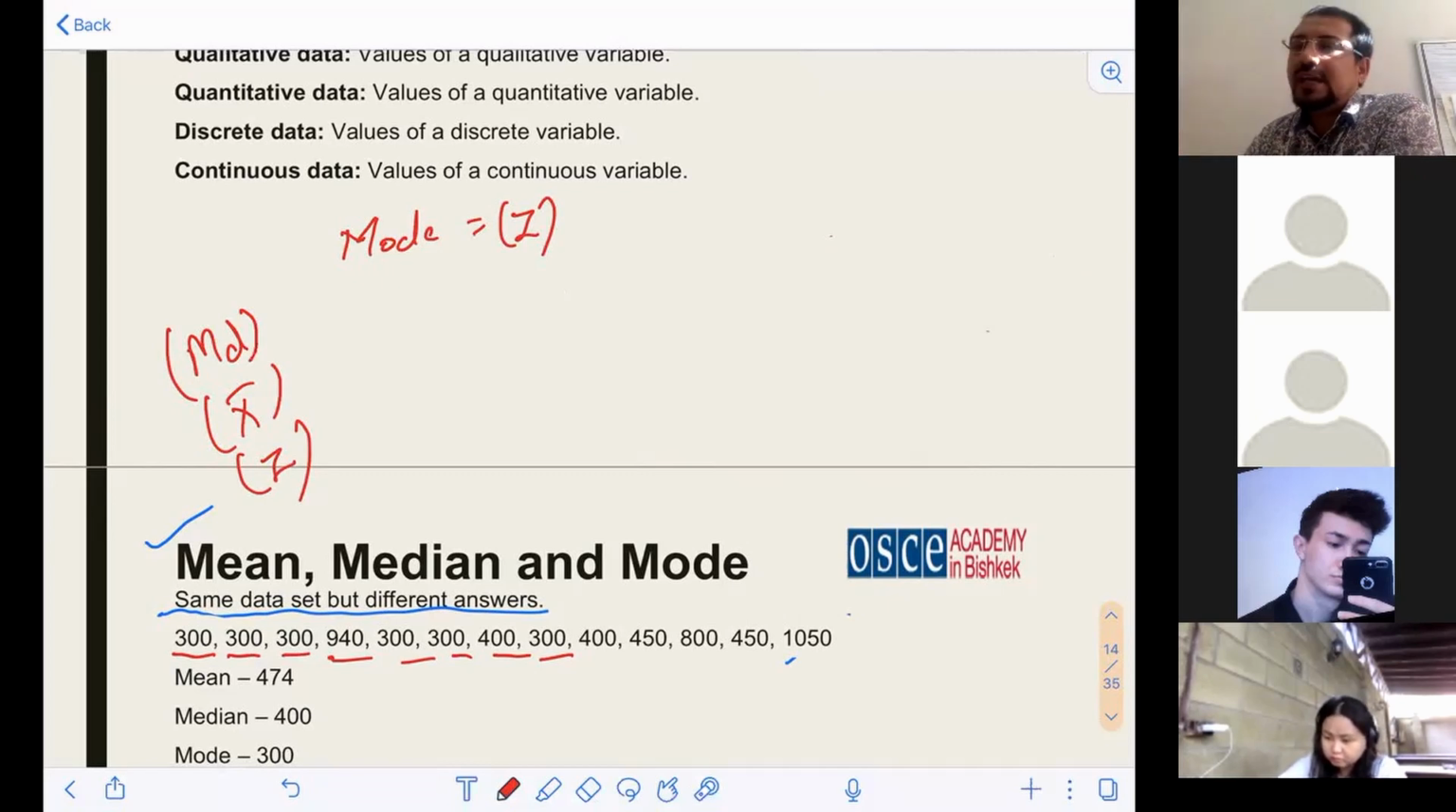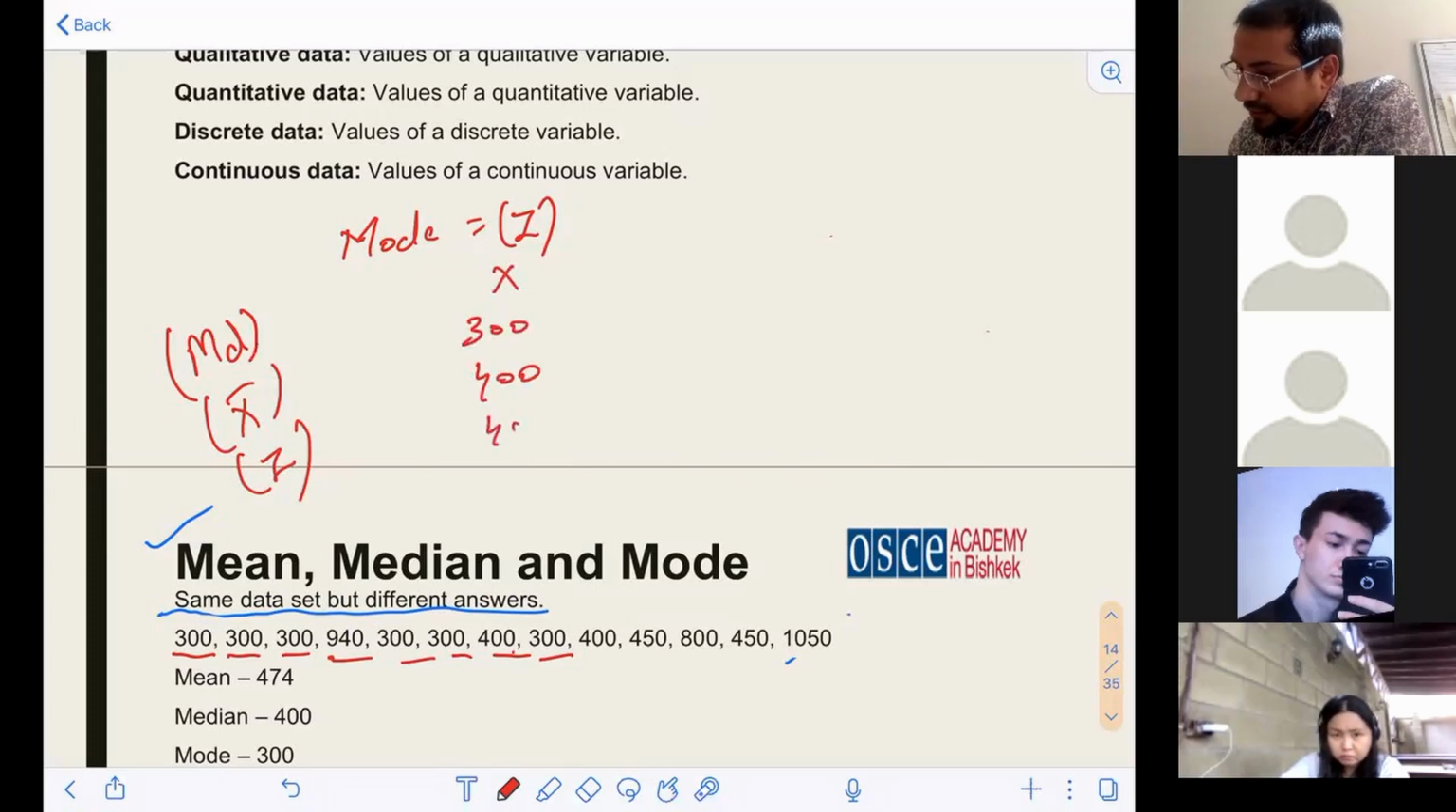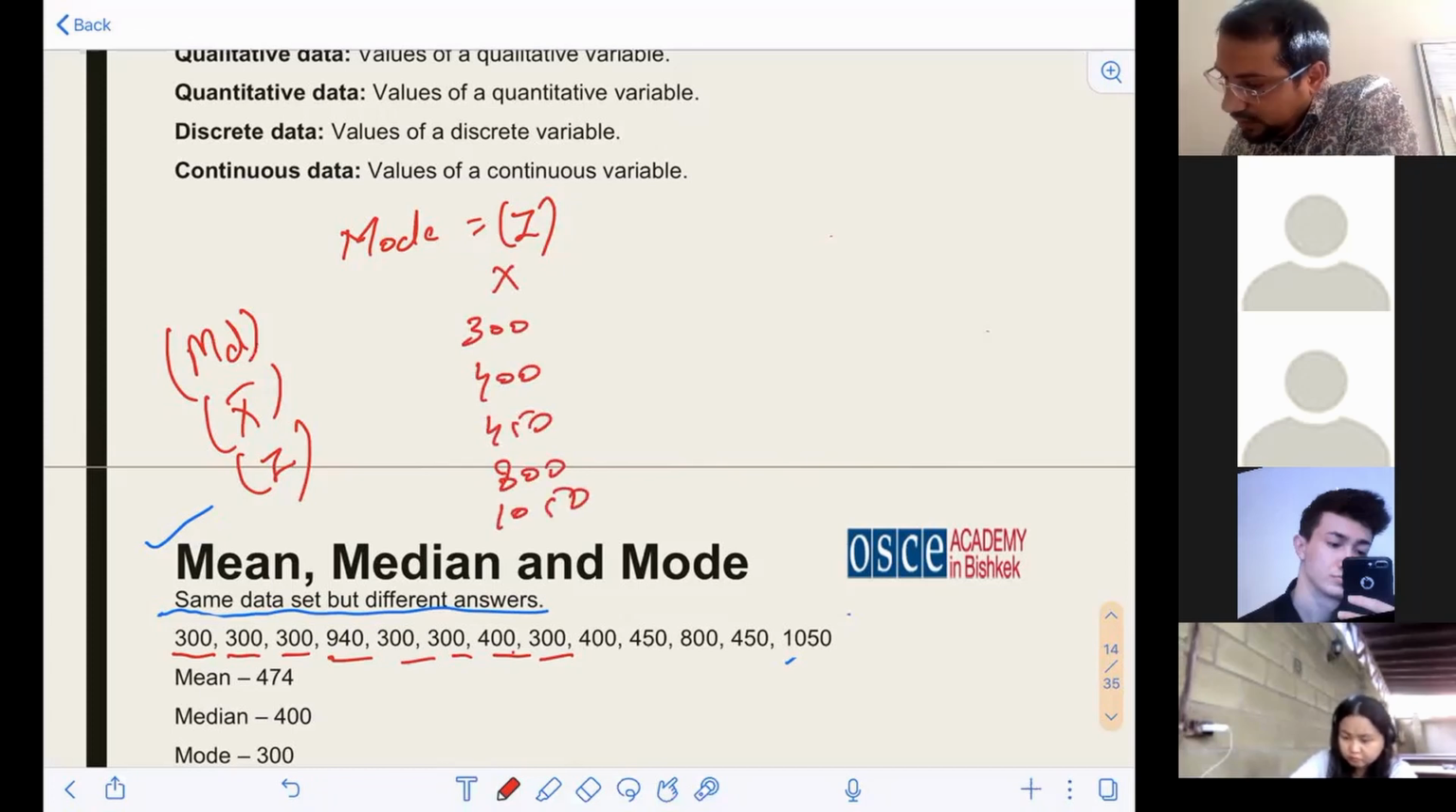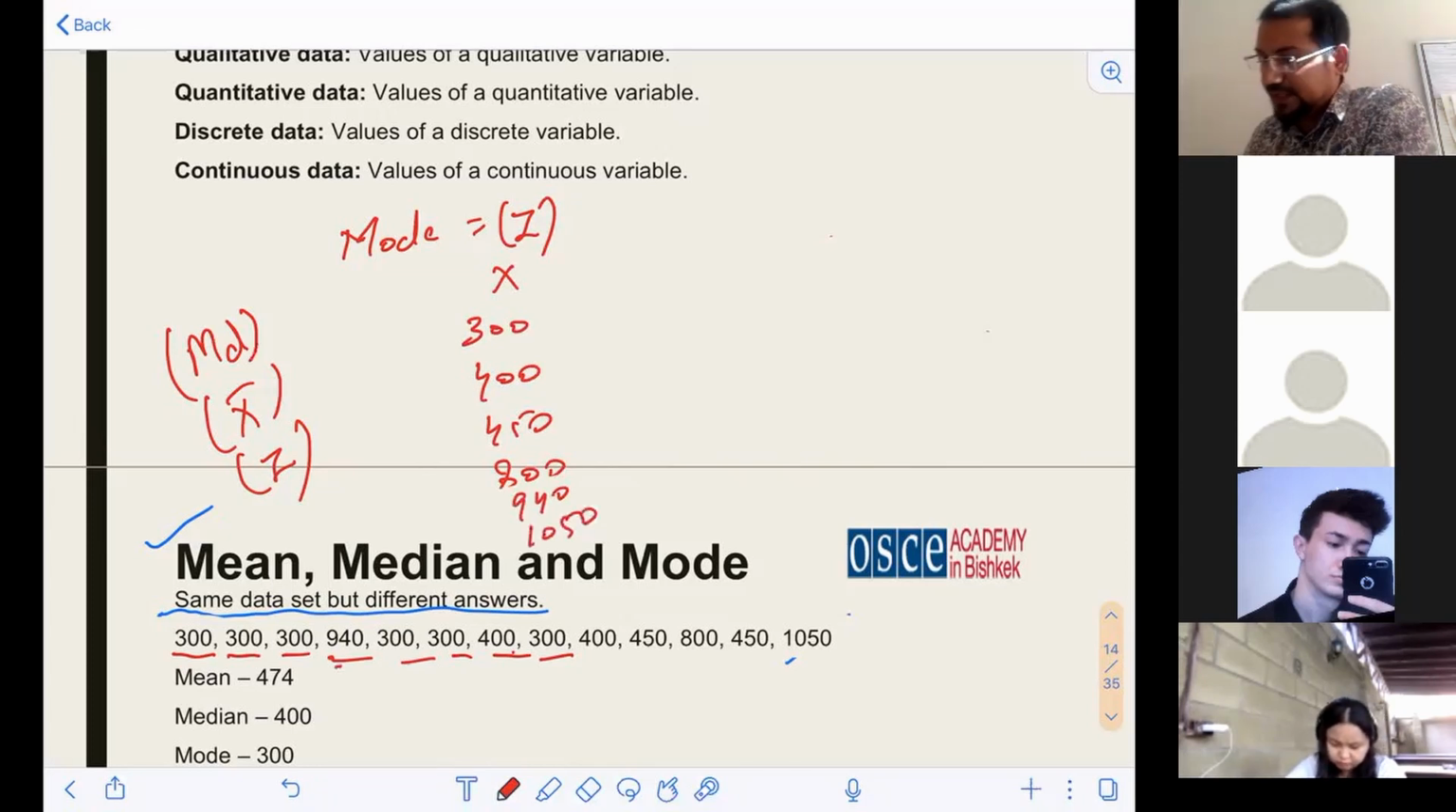Mode is actually the value with the highest frequency. For example, let's put our data X: 300. The next value is 400. Then we have 450. Then we have 800. Then we have 940 in between as well. I'm always forgetting 940, because it's written here. And then we have 1050.